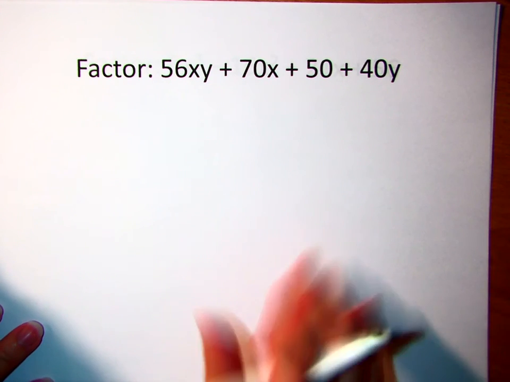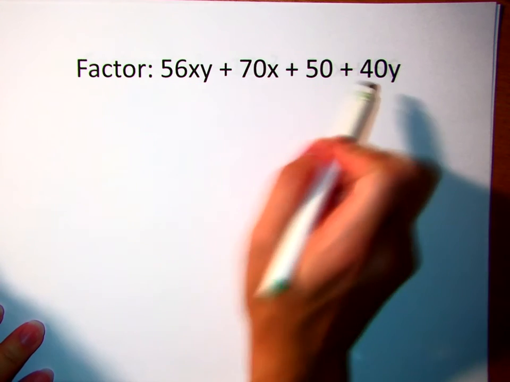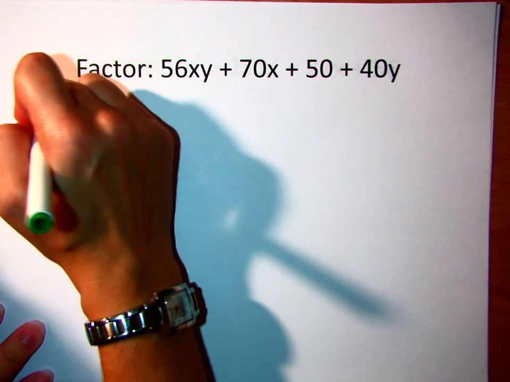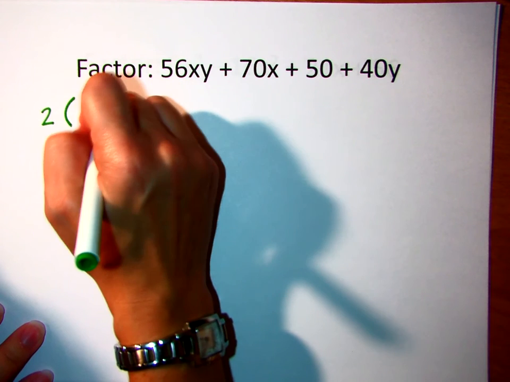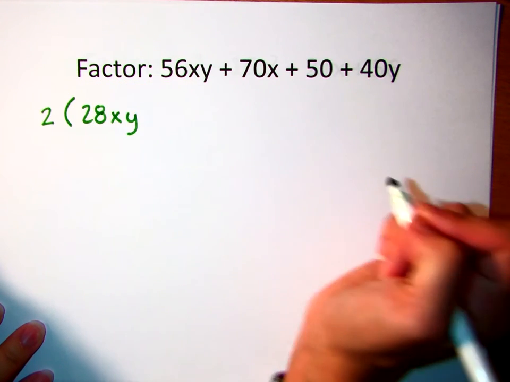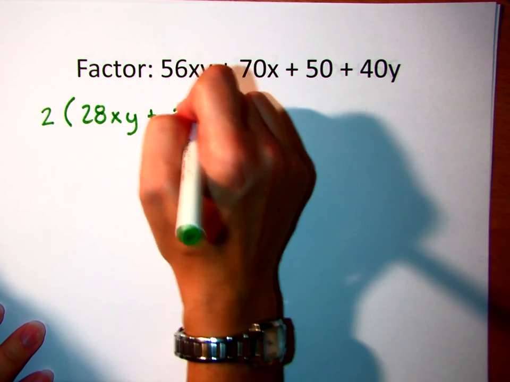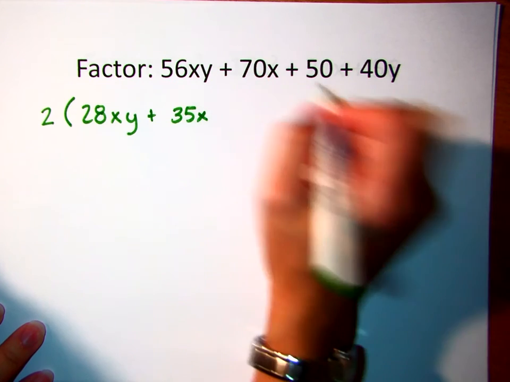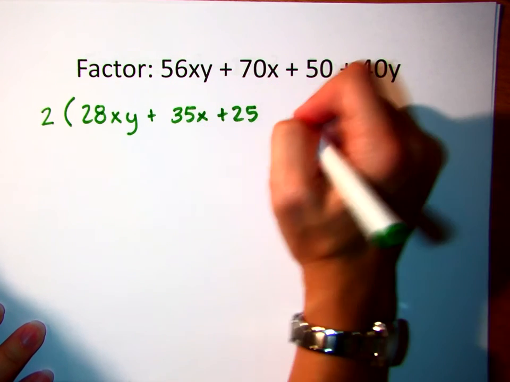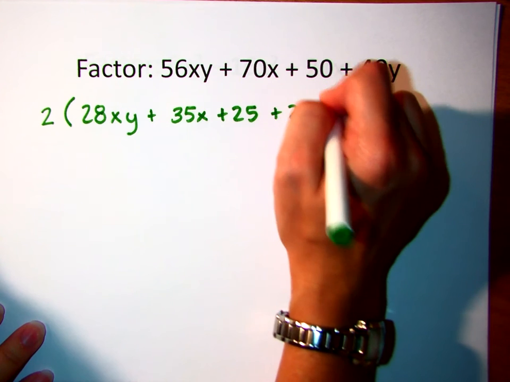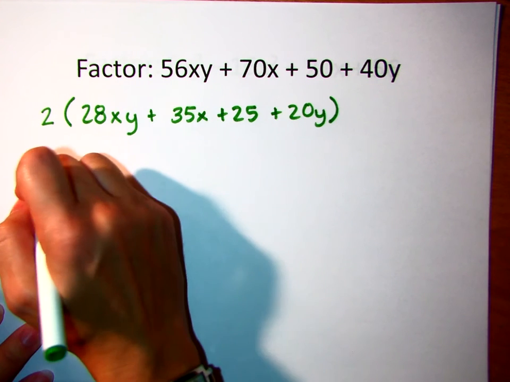On this one here, I noticed that I can actually divide a 2 out of every term, so that's what I want to first start with. I want to do 2 times, and then that would be 28xy, and then we would have plus 35x, then 2 into 50 would be 25, and then 2 into 40y would be 20y. So from here, we're going to bring the GCF down.